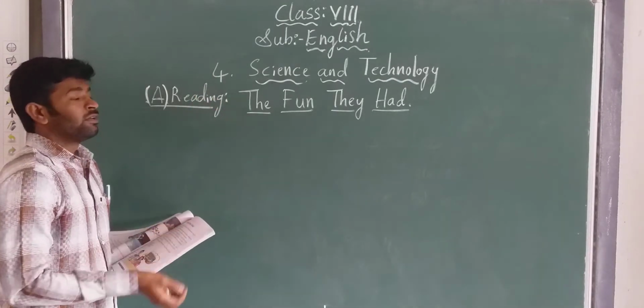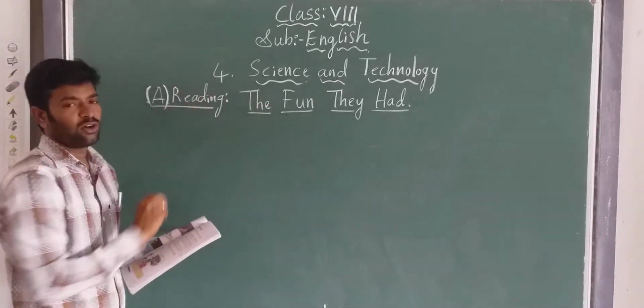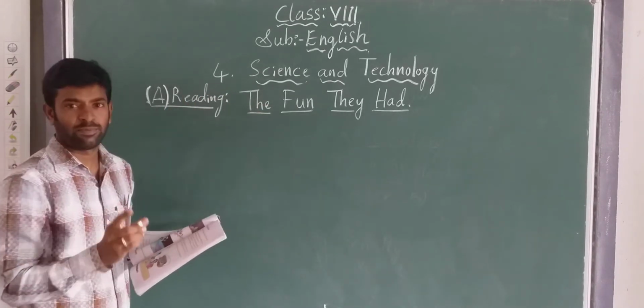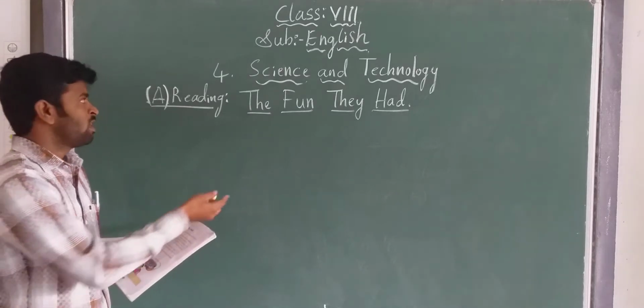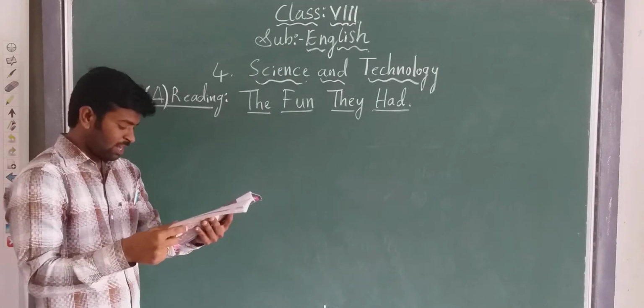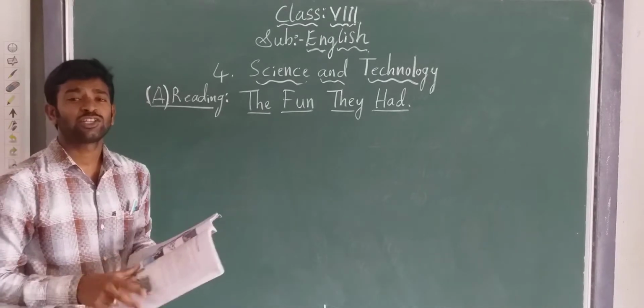Okay. So from the English fourth lesson, that is Science and Technology. Yes, this is the September portion. So we are going to start the September portion from English. Okay. So the fourth lesson, Science and Technology, is there from page number 50. From page number 50, Science and Technology, he has shown the pictures.